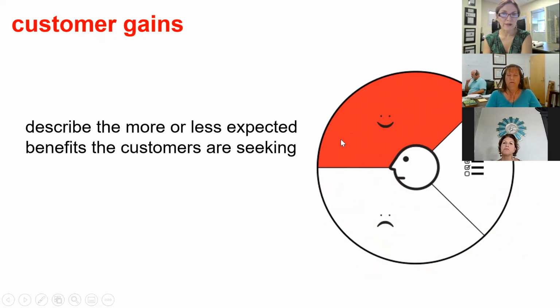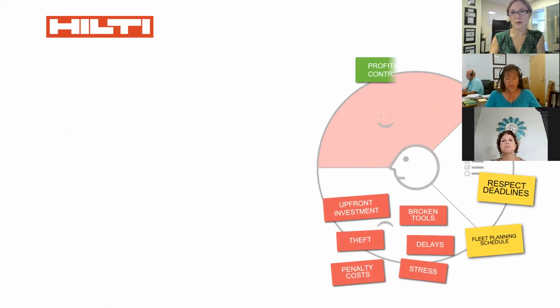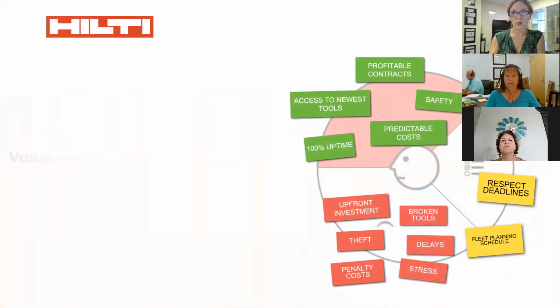And then the customer, if he's able to find a solution, then in this part you're going to describe the more or less expected benefits the customers are seeking. So what is it they're trying to find when they find a solution, right? When you understand what your customer's problem is, then you have the solution. And if you're able to tell them this is the solution, then of course your end users are going to be happy that they found what they were looking for. Okay, so this is how the value map will look.